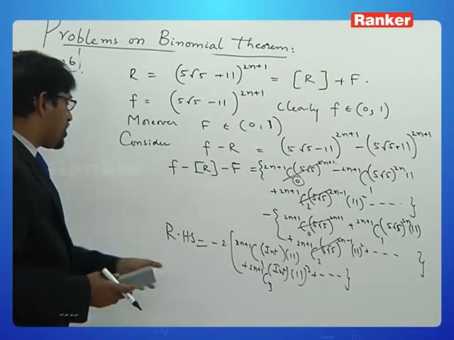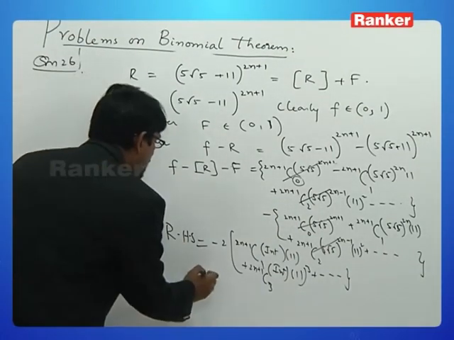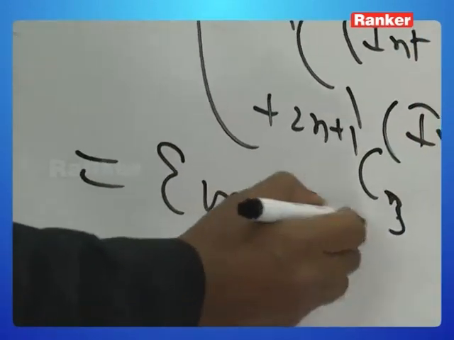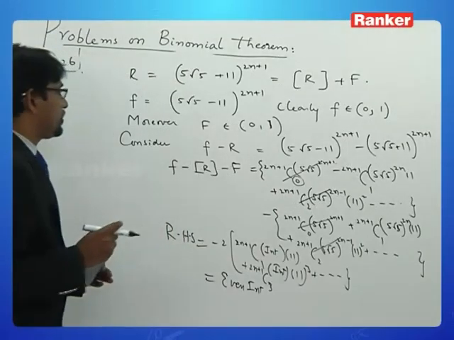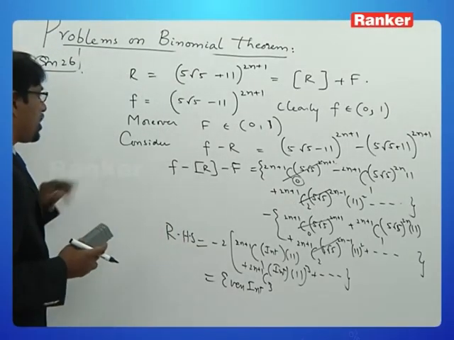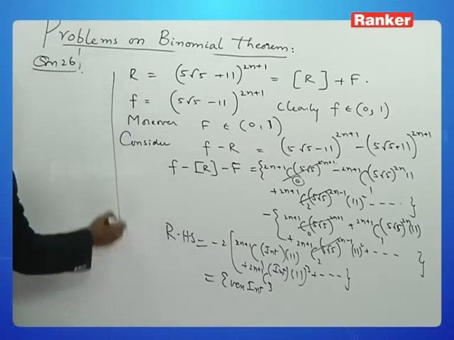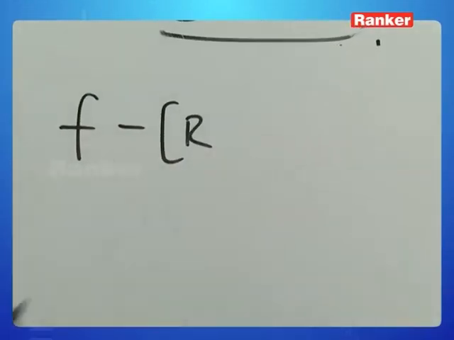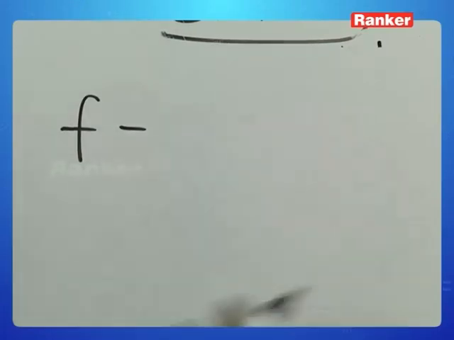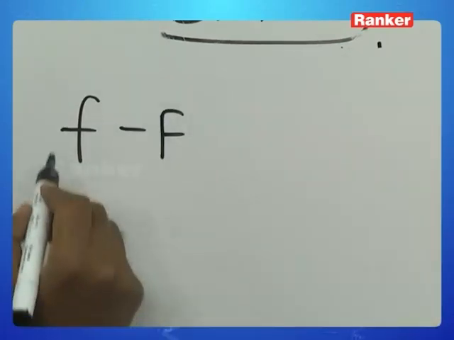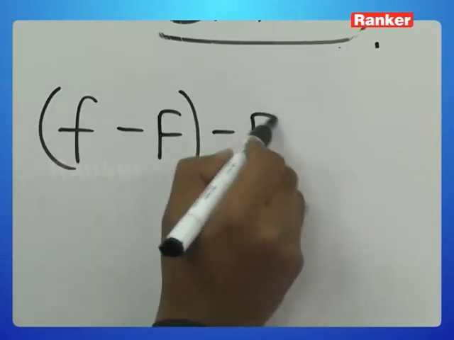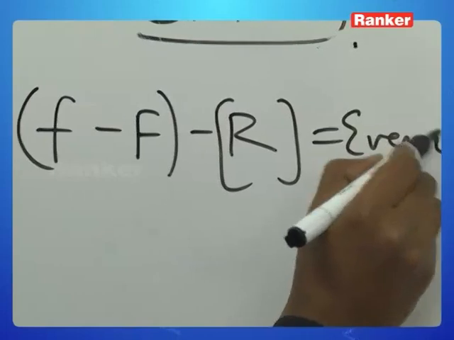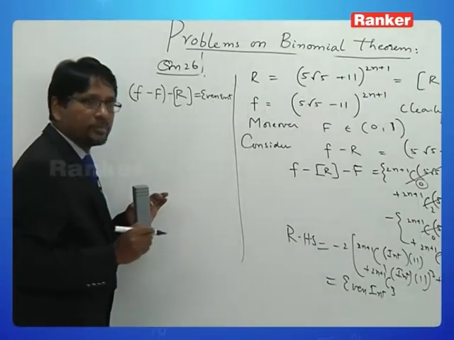So what do you observe this to be? The right hand side is going to be an even integer. It is 2 times an integer. So it's an even integer. So what we have observed here is f minus capital F minus bracket r, we can write it, f minus capital F minus bracket r is an even integer. This is what you have observed, an even integer.